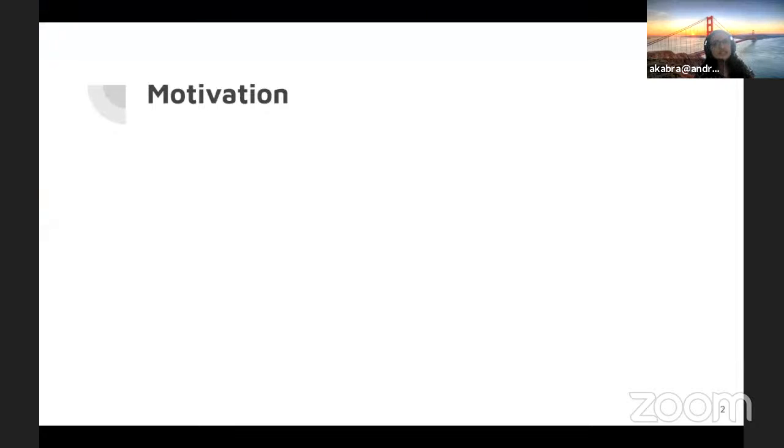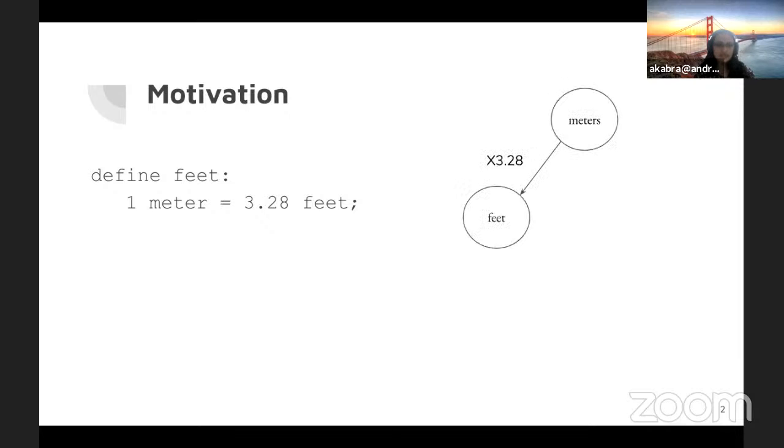Suppose that you're working in a units of measure language. These usually allow you to define new units by specifying their conversion from an existing unit. You write this snippet of code. So over here, suppose meters already existed and you're defining the new unit feet by saying that 1 meter is 3.28 feet. You can represent this transformation as a transformation graph, like so, with the units or the types as nodes and the transformations as edges.